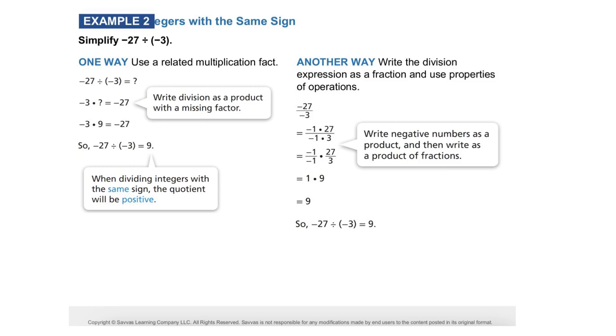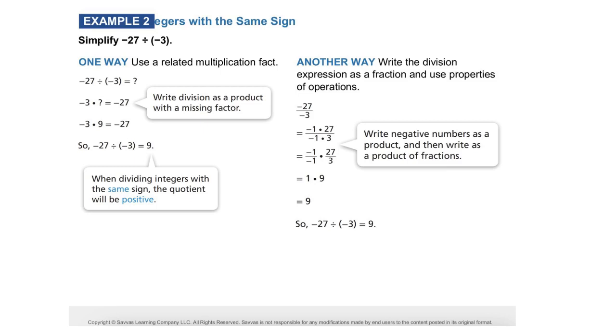This is example 2 on page 55. And so we're still dividing integers. I want to remind you of a couple of things. If it helps you to use multiplication to figure out your division, you do have a multiplication table in your folder. Otherwise, we can go old school.